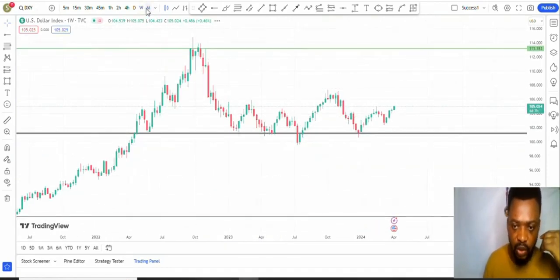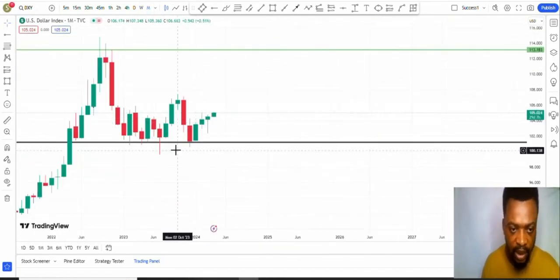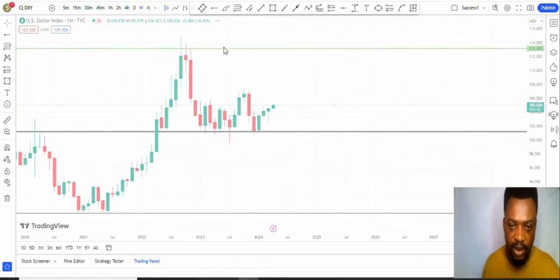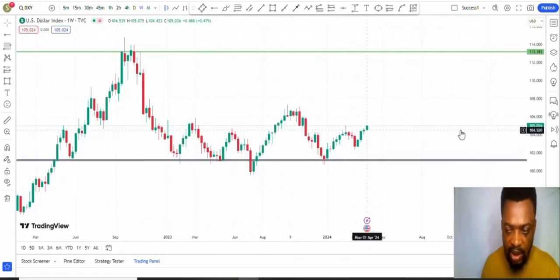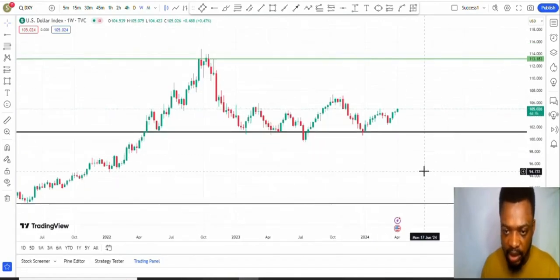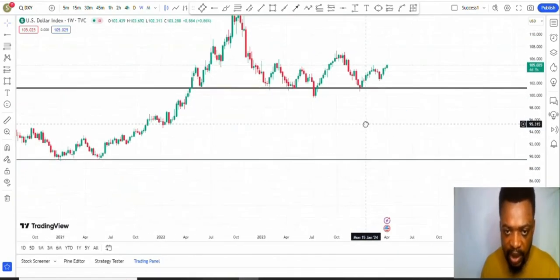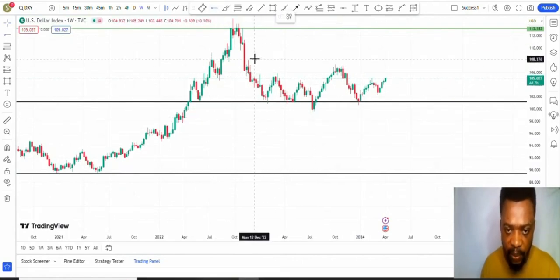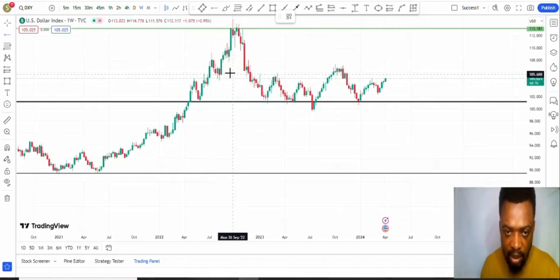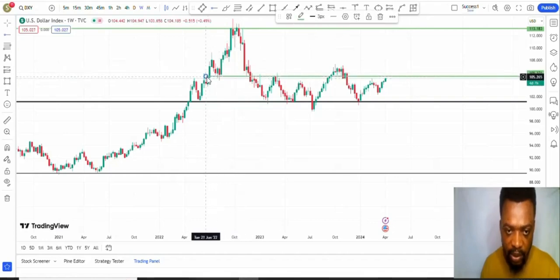Let me show you something. Okay, let's go to the weekly time frame. The XY has been rising, and from the weekly time frame you can see that the XY is still actually playing this range. Let me see this first. There was one around here before.